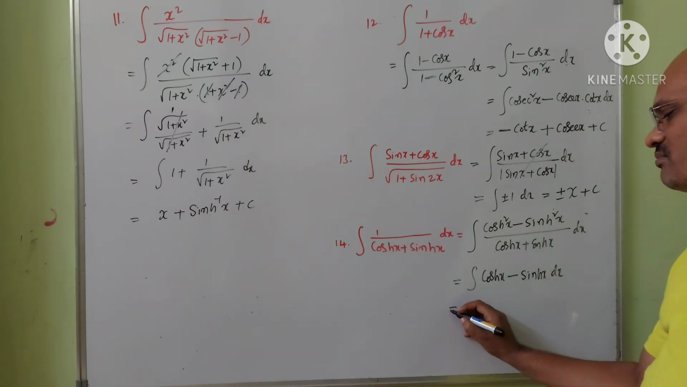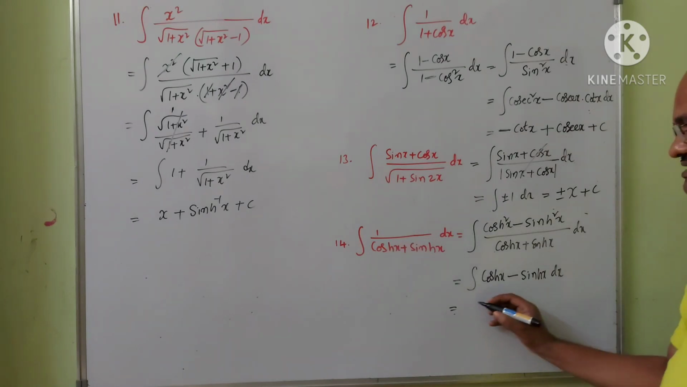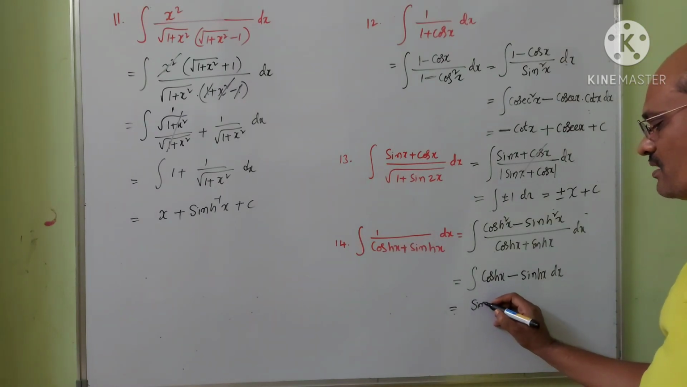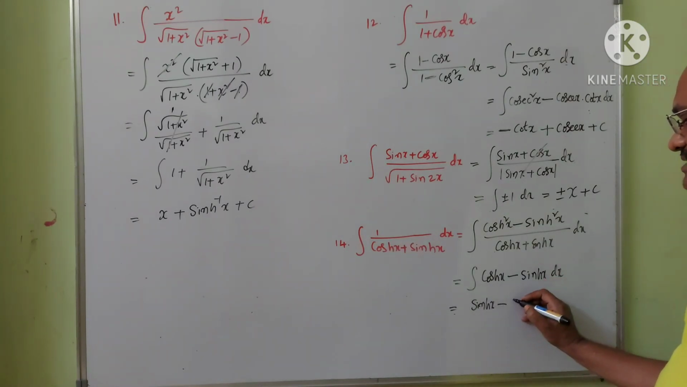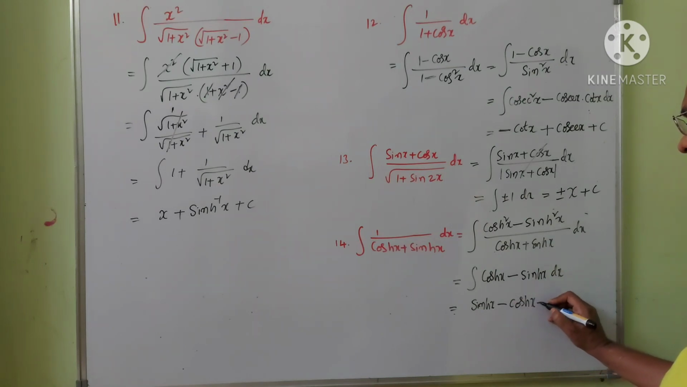In the middle we have minus, so integrate separately. Cos hx integration is sin hx. Sin hx integration is cos hx plus c.